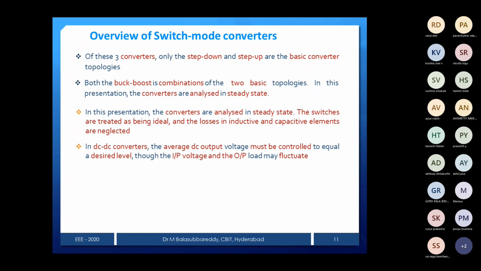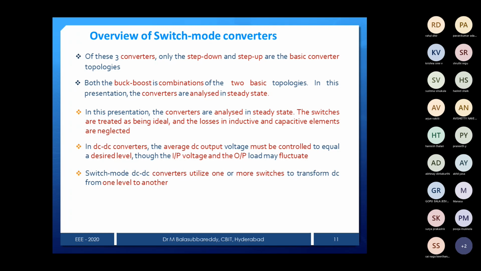In a DC to DC converter, the average DC output voltage must be controllable, equal to the desired level. Whatever chopper you want to use, while you are operating it as a switch, our intention is only to turn on and turn off.